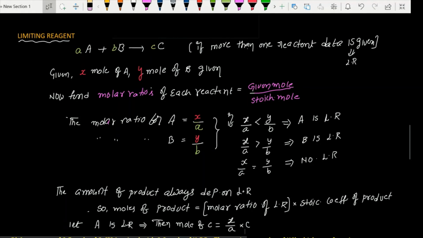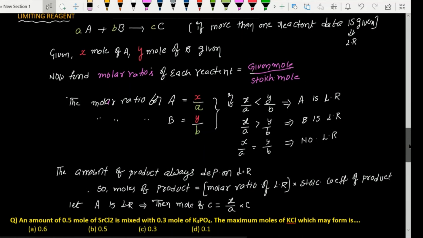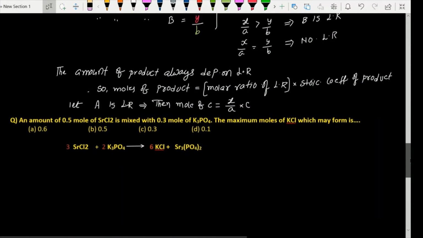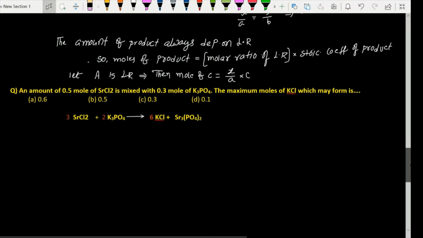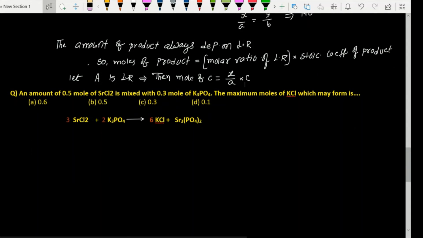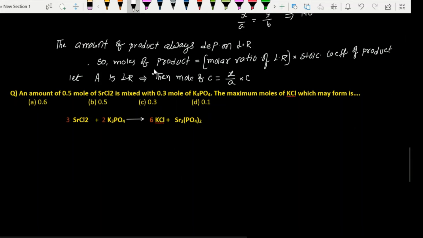Now let us discuss this with an example. Here we are taking a question. An amount of 0.5 moles of strontium chloride, SrCl2, is mixed with 0.3 mole of K3PO4. Find the maximum moles of KCl formed. The balanced equation we already have. If you observe clearly, 3 moles of strontium chloride react with 2 moles of K3PO4, producing 6 moles of KCl and 1 mole of Sr3(PO4)2.